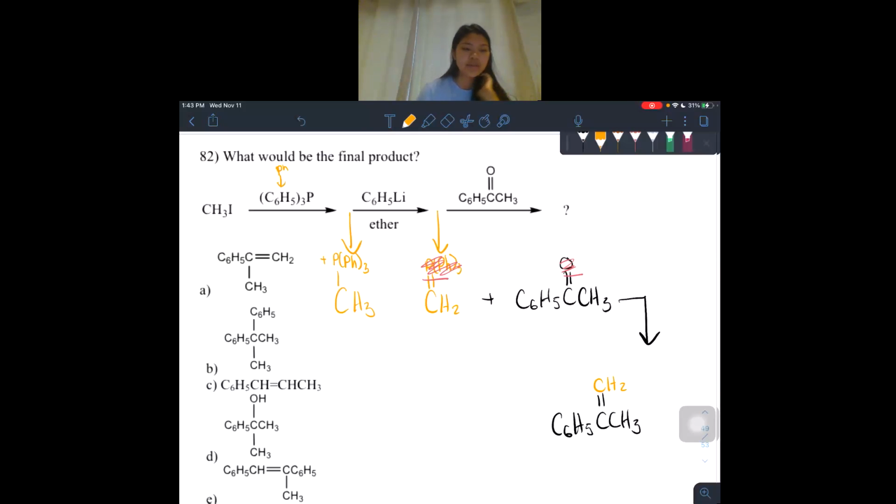So now we just need to see which one of these looks like that. Let's start with A. So we have a CH2 on one side. That's good, CH2. And then on the carbon, we have a CH3 and then a phenyl. CH3 and then a phenyl. Cool. There we go. There's our answer. This one is A.